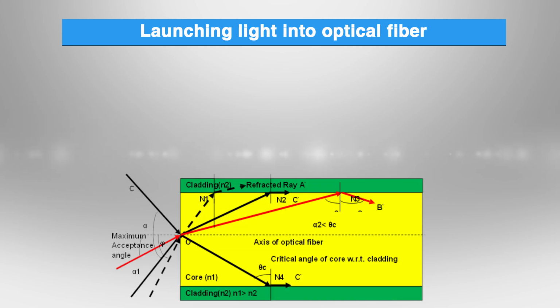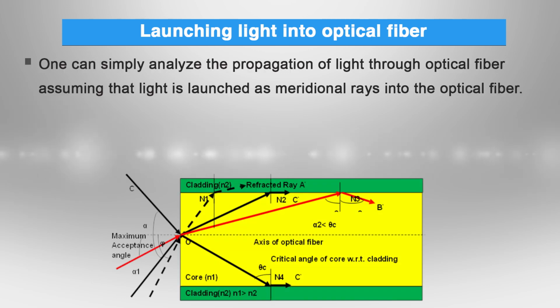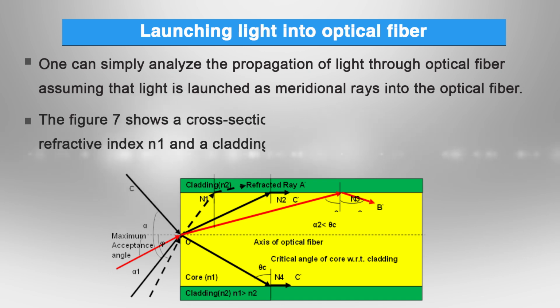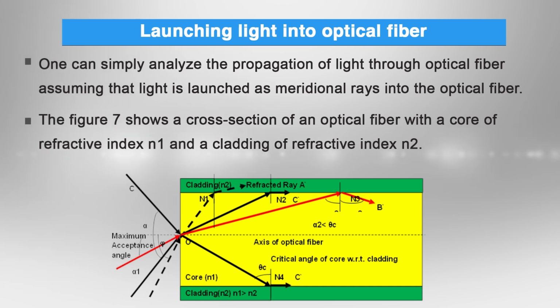Launching light into the optical fiber. One can simply analyze the propagation of light through an optical fiber, assuming that light is launched as a ray into the optical fiber. The figure shows a cross section of an optical fiber with a core of refractive index n1 and a cladding of refractive index n2.